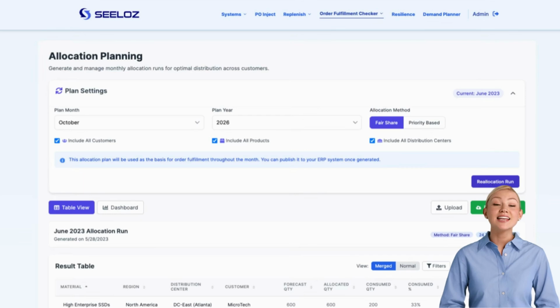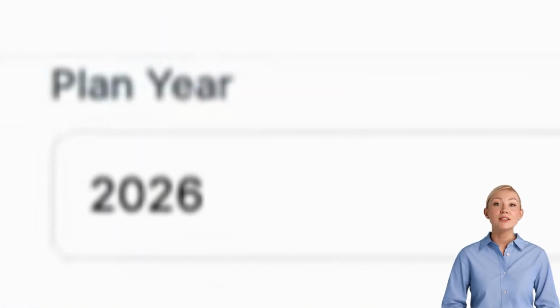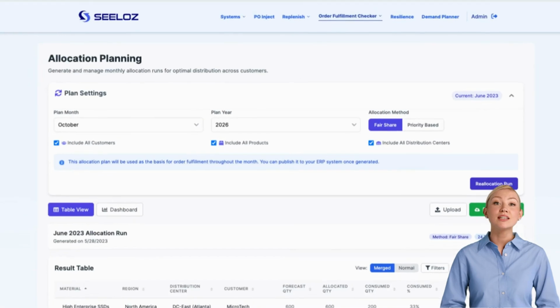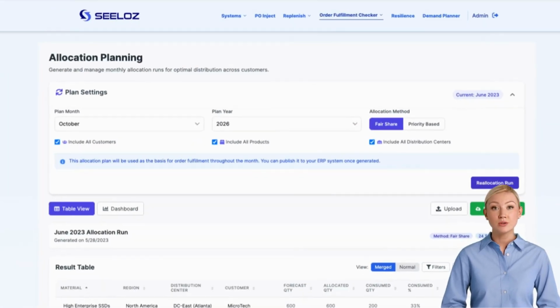Now let's see the Allocation Maximizer in action. We start with a reallocation run, where we redeploy allocations in light of actual customer demands and orders, selecting the month of October and the year of 2026 as our planning period while choosing fair share allocation for equal distribution across customers. We also include all customers, products, and distribution centers to ensure comprehensive coverage for the chosen month.